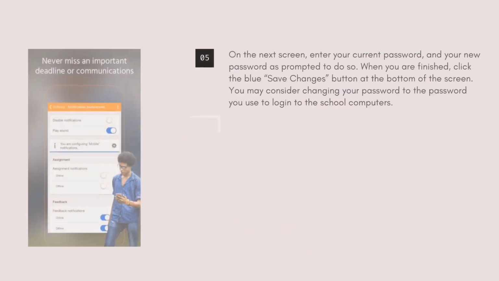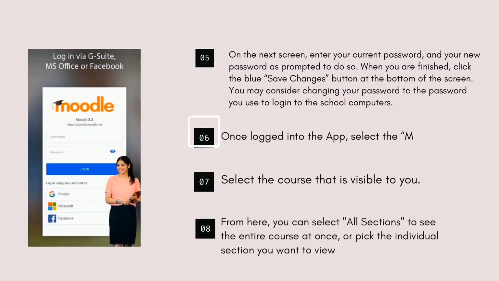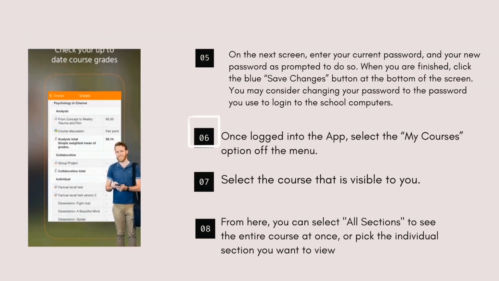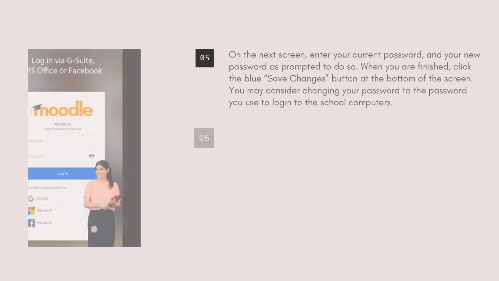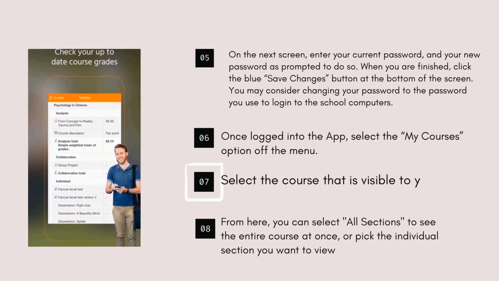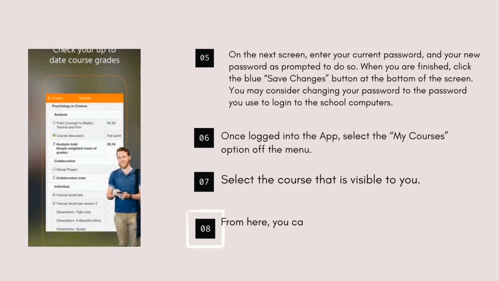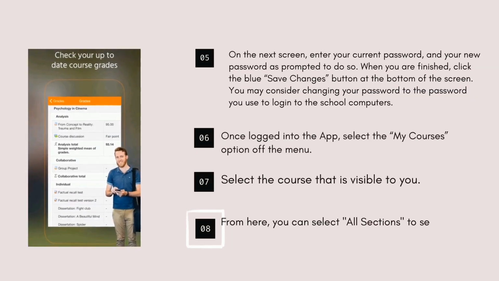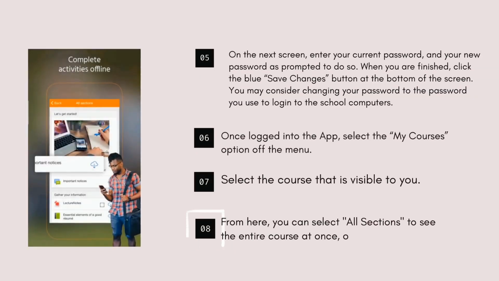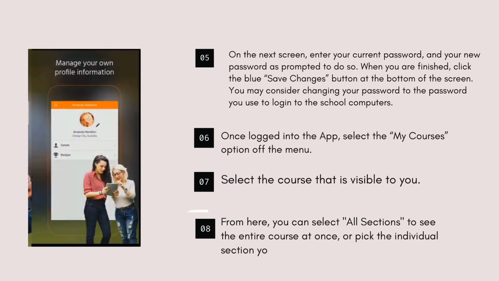Step 6. Once logged into the app, select the My Courses option of the menu. Step 7. Select the course that is visible to you. Step 8. You can select all sections to see the entire course at once or pick the individual section you want to view.